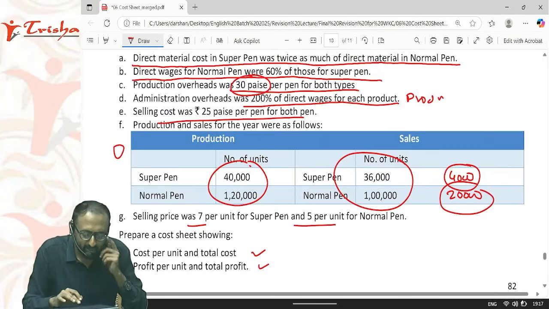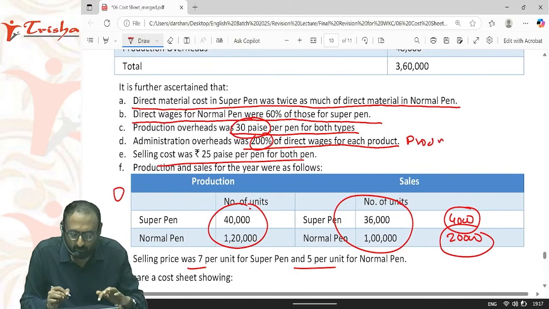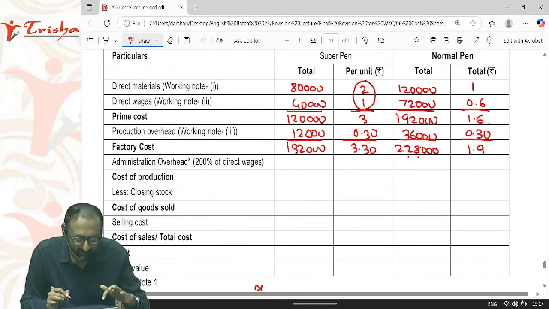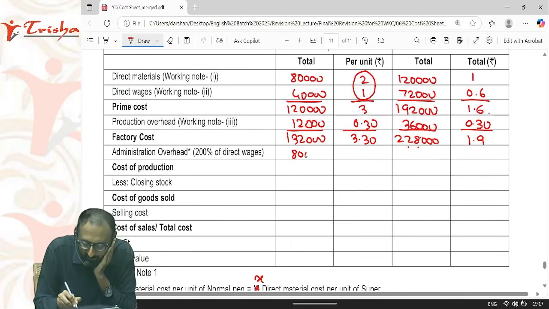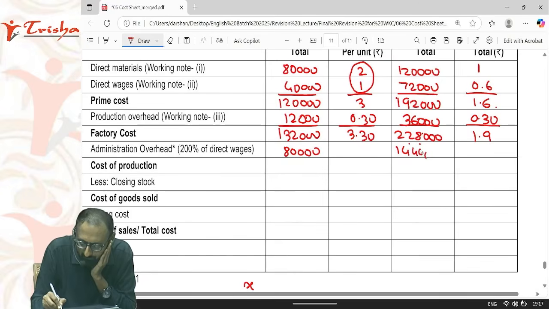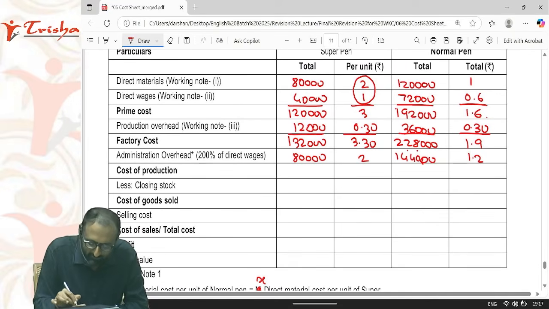What is the rate of that administration overhead given, sir ji? Administration overhead are or direct wages. Assume they are related with the production. 200% of the direct wages. Is it 80,000, Malik? Is it 72? 1 lakh 44,000? So 2 rupees rate, 1.2 rupees rate. Yes, sir ji. What will be your cost of production? Sir ji, 2 lakhs 12,000.